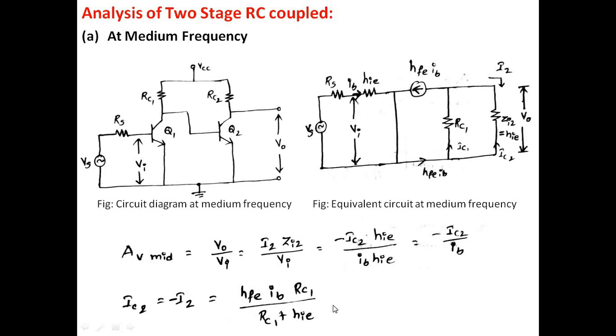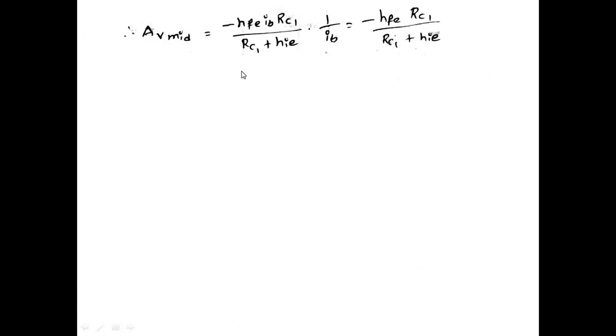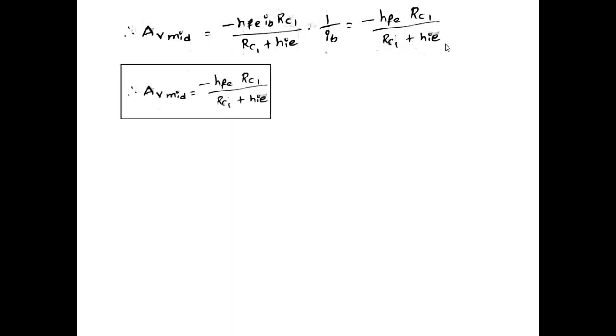Substitute this IC2 in this equation. Then we will get AV mid is equal to minus HFE IB RC1 divided by RC1 plus HIE into 1 by IB. IB gets cancelled. You will get the voltage gain in the mid frequency, which is equal to minus HFE into RC1 divided by RC1 plus HIE. This is the formula for the voltage gain in the mid frequency.